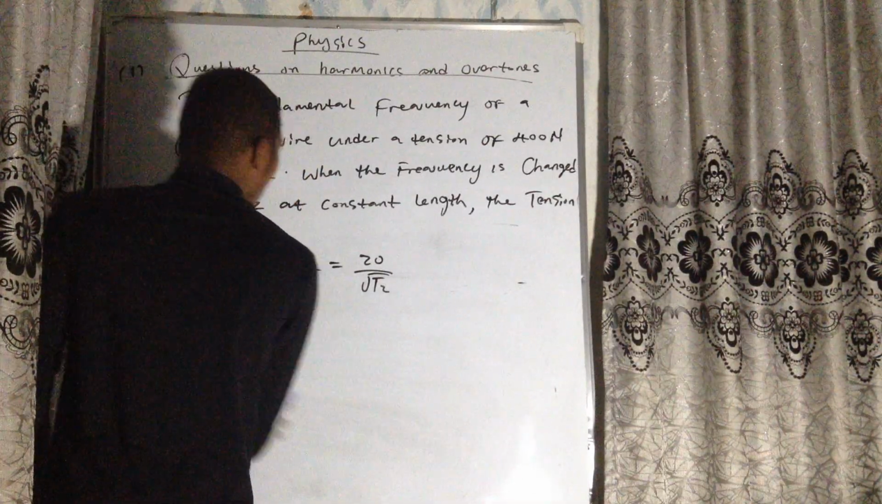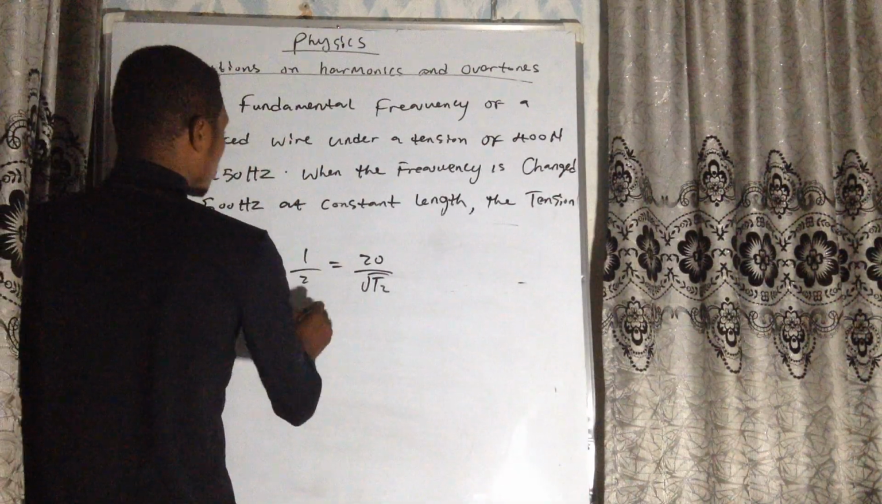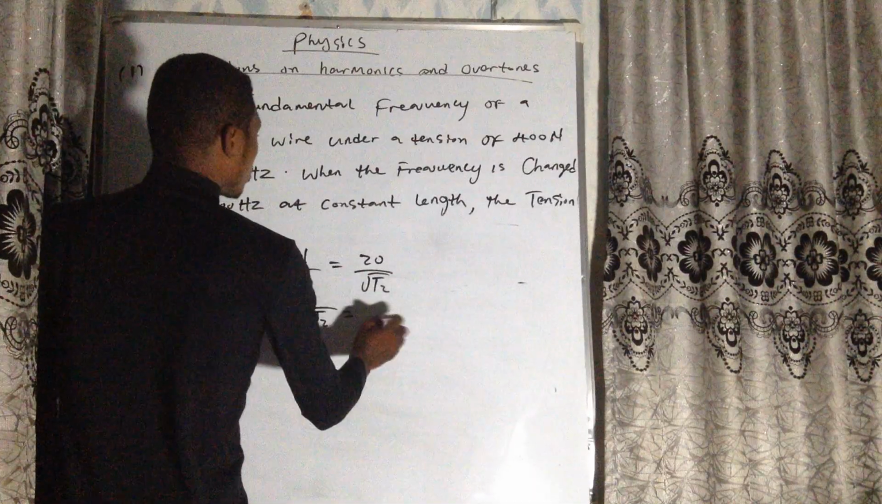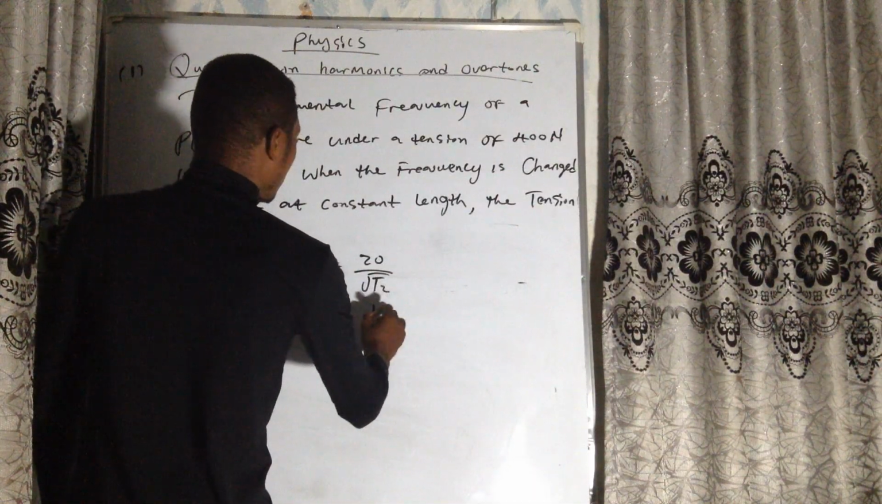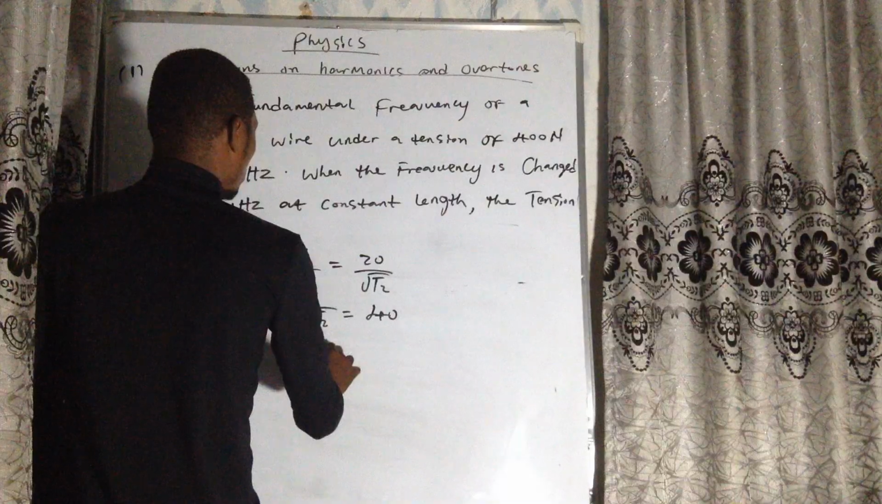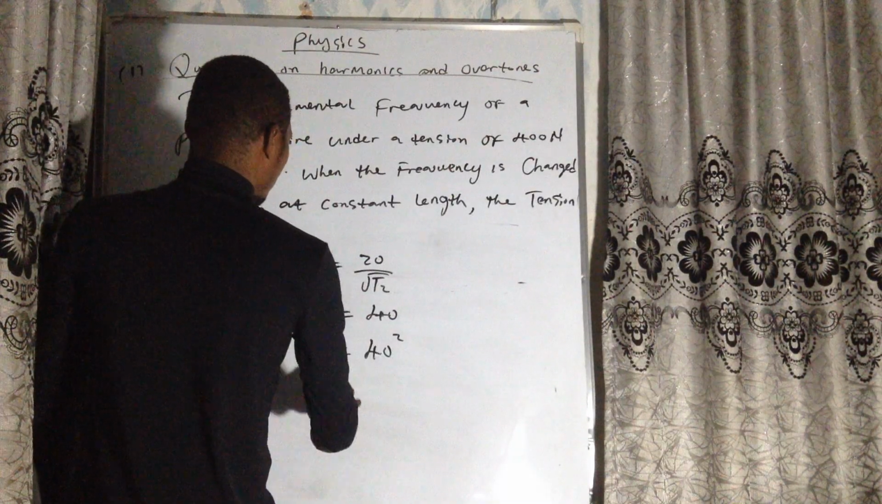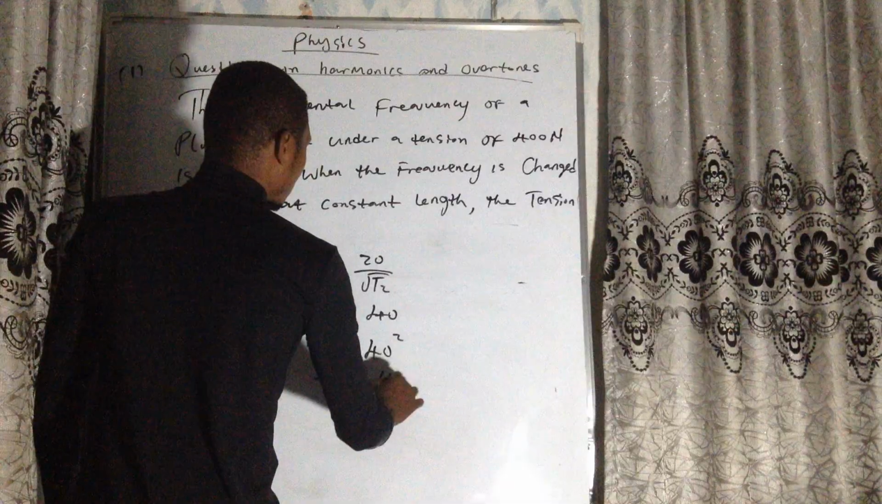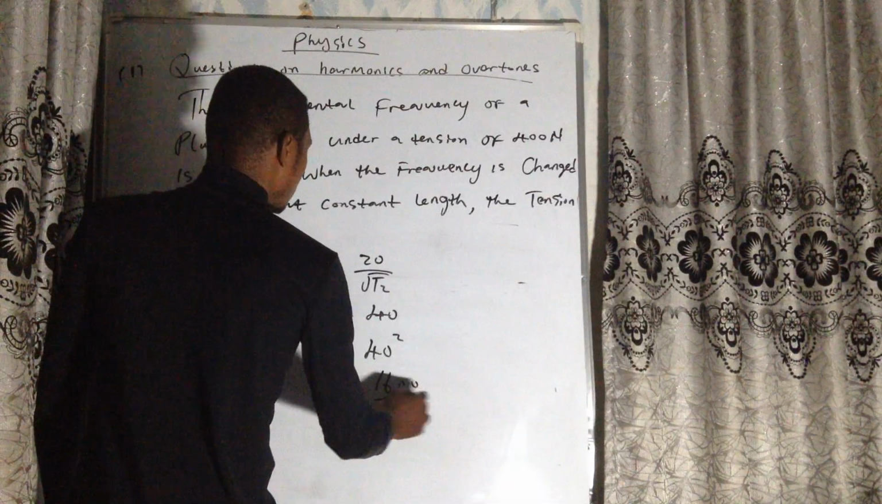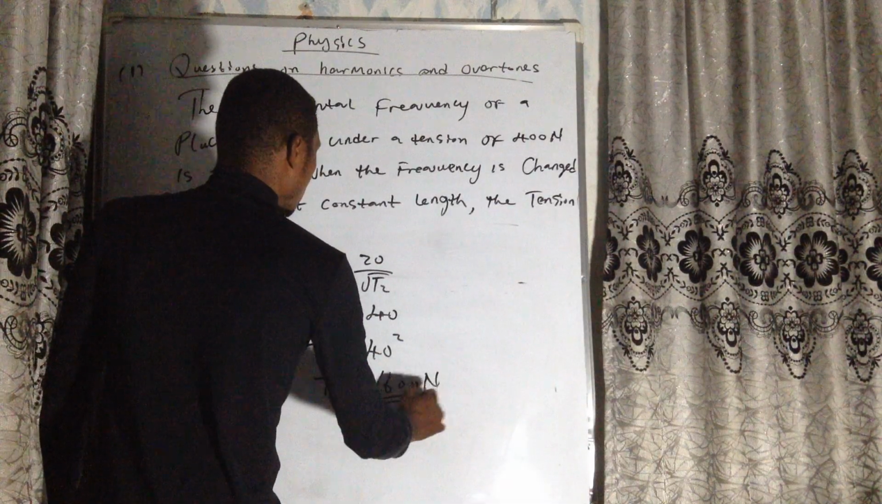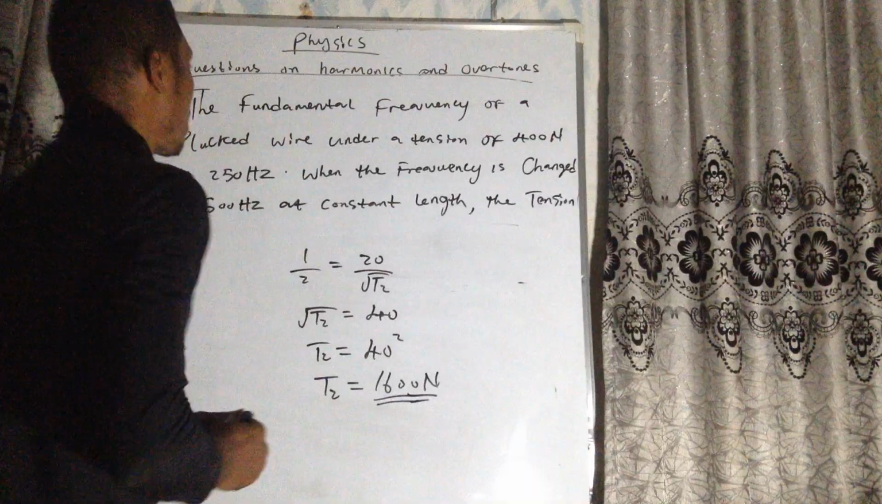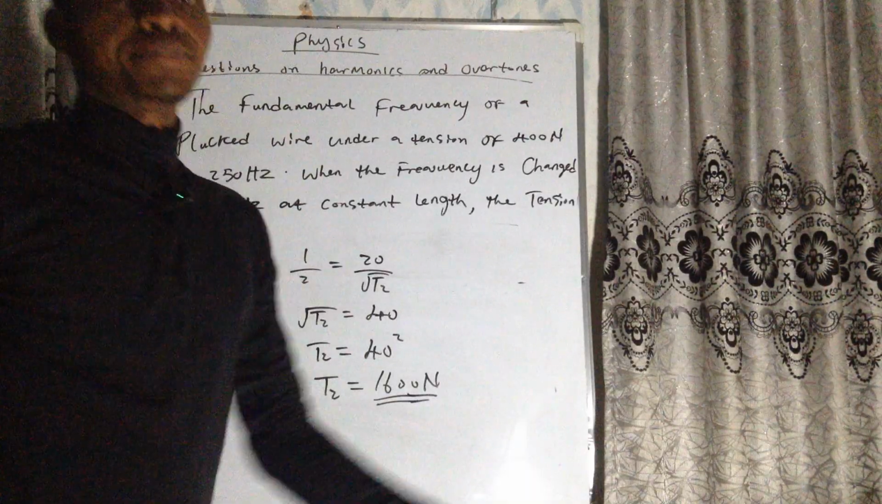So we now cross multiply. We now say root T2 is equal to 2 times 20, 40. Okay? Therefore, T2 is equal to 40 squared. Therefore, T2 is equal to 1,600 newtons. So this is clearly the answer to the question. I hope it's very, very clear.